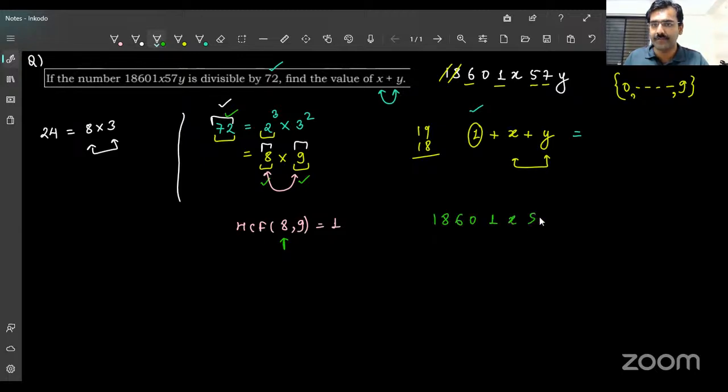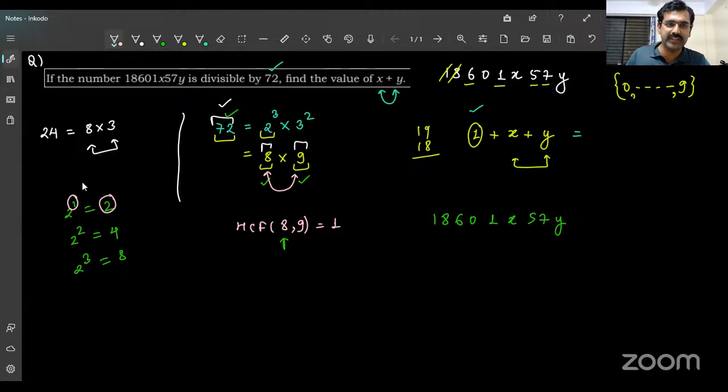18601x57y. Now, we know 2 to the power 1 is 2, 2 to the power 2 is 4, and 2 cube is 8. Now, why did I discuss it? Please pay attention to this. Whenever the power is 1, it means I need to check the unit digit. For example, if I want to check a number is divisible by 2 or not, I need to check its unit digit. If its unit digit is divisible by 2, the entire number will also be divisible by 2.